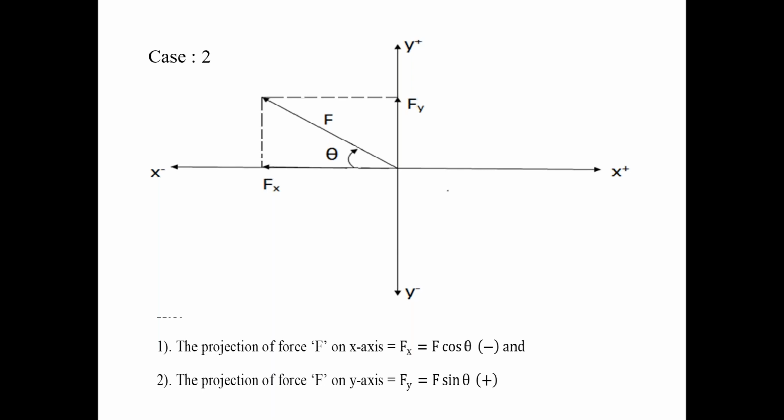Since in condition 2 the force F makes the angle theta with the x-axis, Fx is equal to F cos theta, but the direction of projection Fx is towards the negative x-axis direction. So it is taken as the negative projection. Similarly, coming to the y-axis projection, Fy is F sin theta because the force F makes the angle theta with the x-axis. So Fy is F sin theta, but what about the direction of Fy?